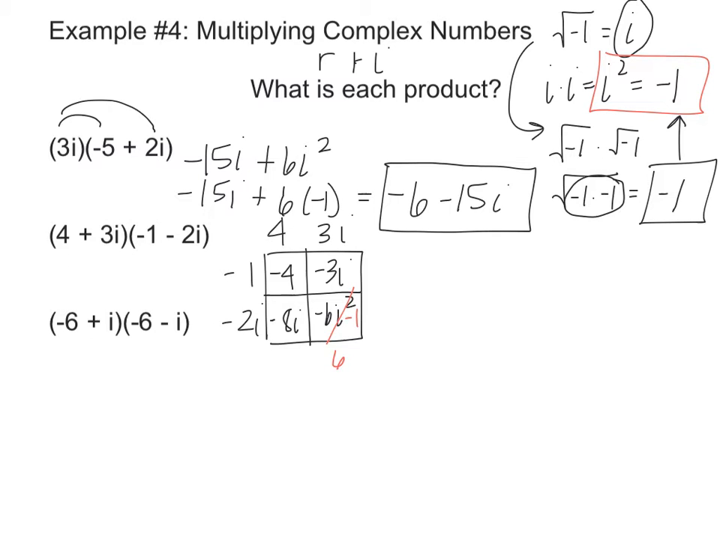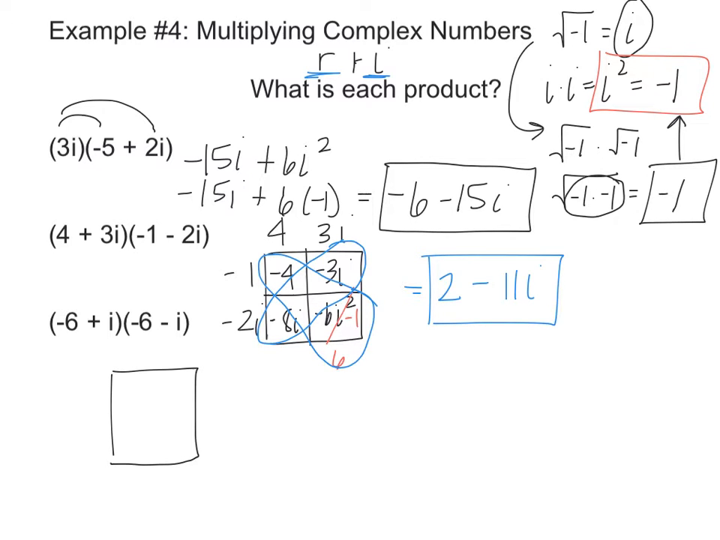Now what I want you to recognize here is that your diagonals are like terms. So if I want to put it in the format of real plus imaginary, that would be -4 plus 6, which is 2. And then -8i minus 3i gives us -11i. And we're done. Okay, let's try that again with the second box just to be sure we've got it.